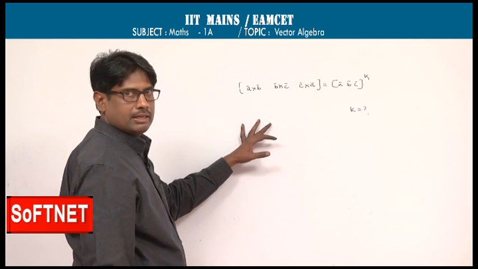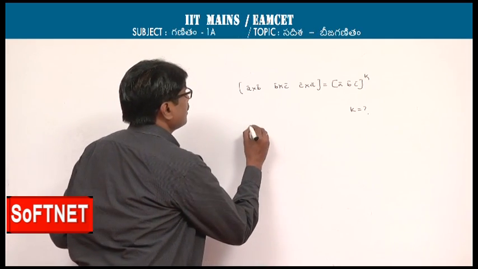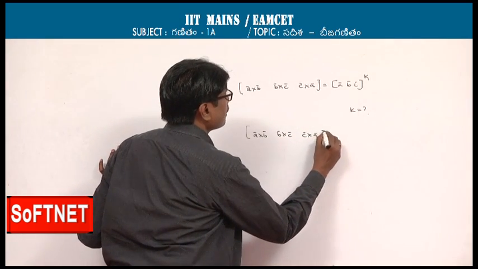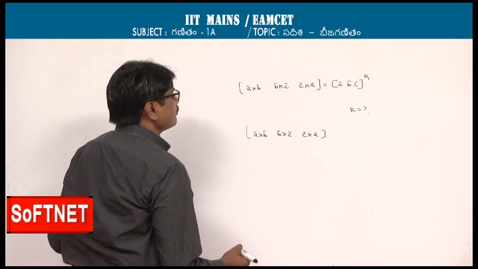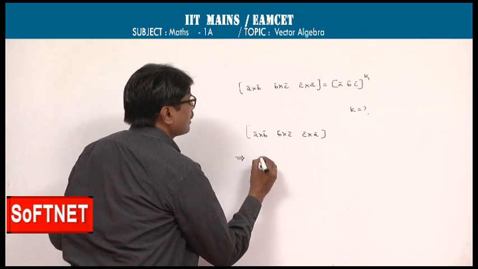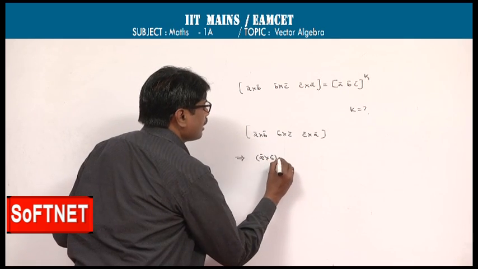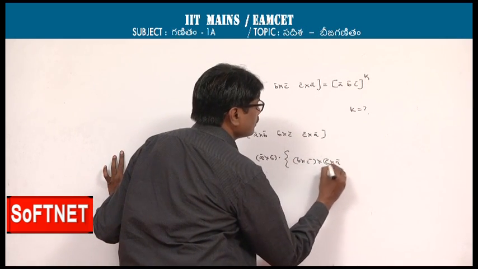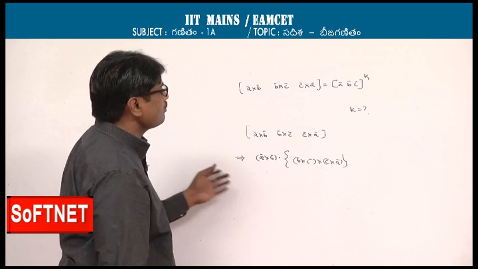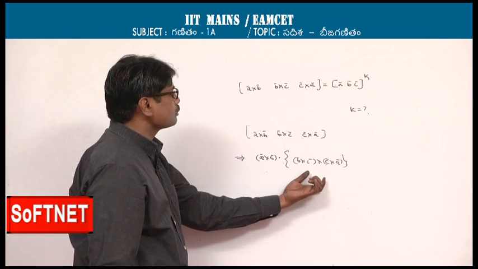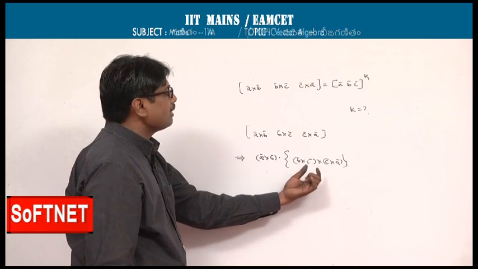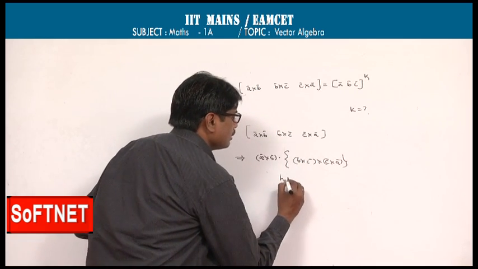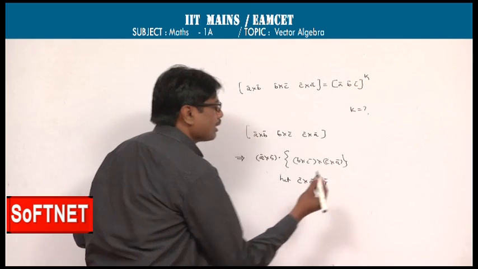Then the value of k is, now take the box of A bar cross B bar, B bar cross C bar, C bar cross A bar. Expanding by using scalar triple product, that is A bar cross B bar dot B bar cross C bar cross C bar cross A bar. Earlier we have discussed dot product of 3 vectors, but here we got 4 vectors. Whenever cross product of 4 vectors, you convert into 3 vectors. Let C bar cross A bar is equal to some R bar.